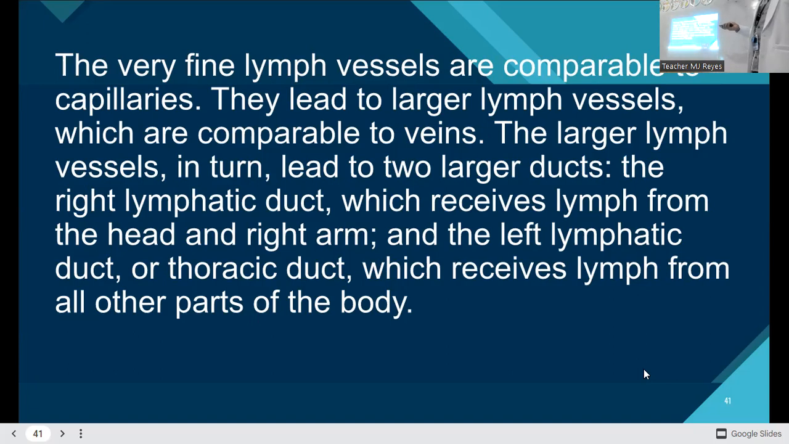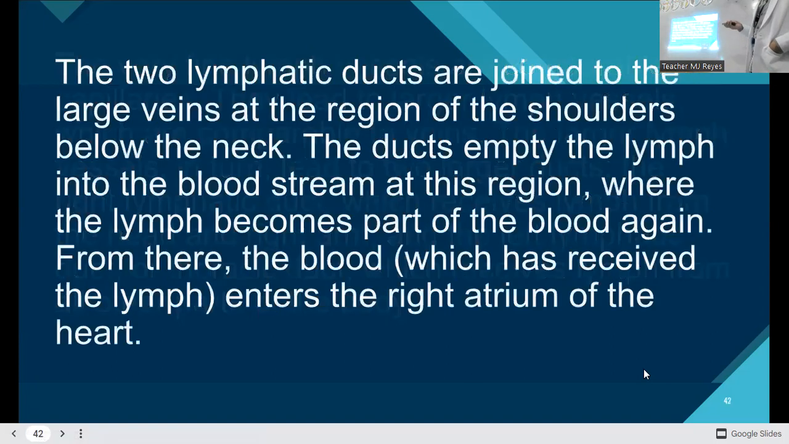The larger lymph vessels in turn lead to the larger ducts: the right lymphatic duct, which receives the lymph from the head and the right arm, and the left lymphatic duct or thoracic duct, because it is located at the thoracic cavity, which receives lymph from the other parts of the body. The two lymphatic ducts are joined to the large vein in the region of the shoulders below the neck. They are interconnected. The ducts empty the lymph into the bloodstream at this region where lymph becomes part of the blood again.